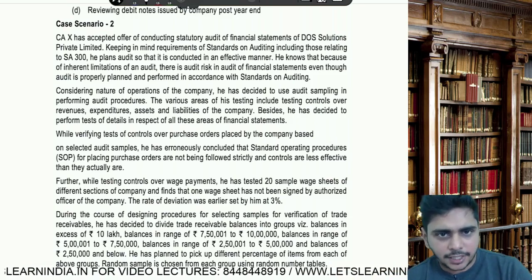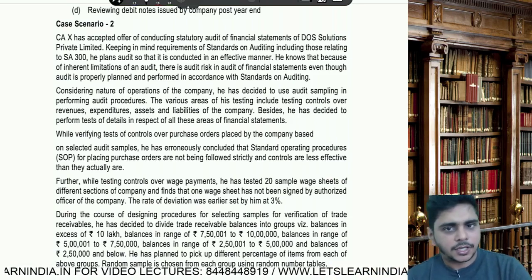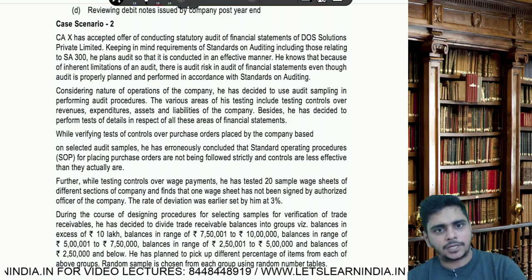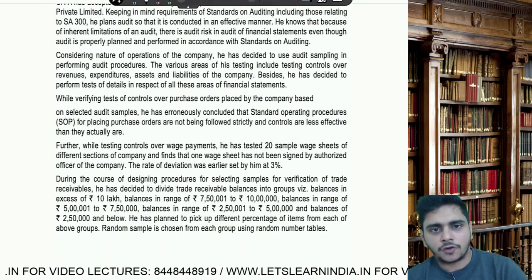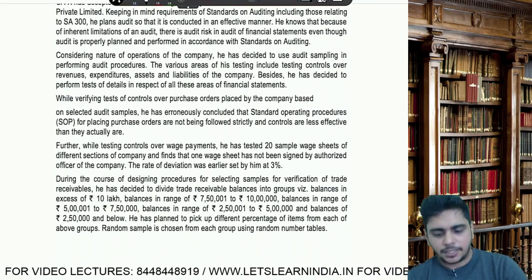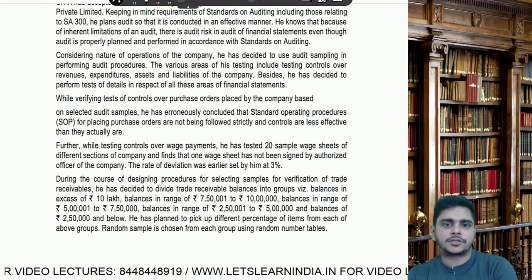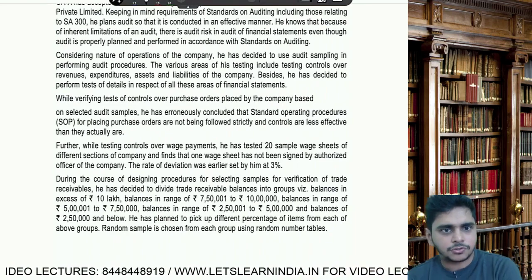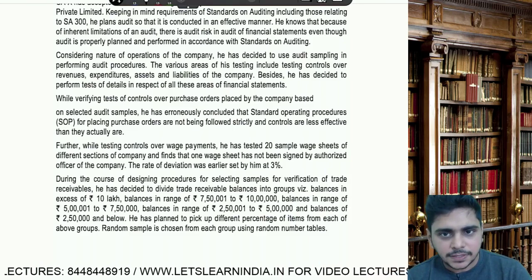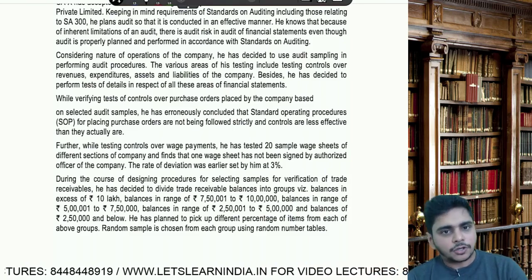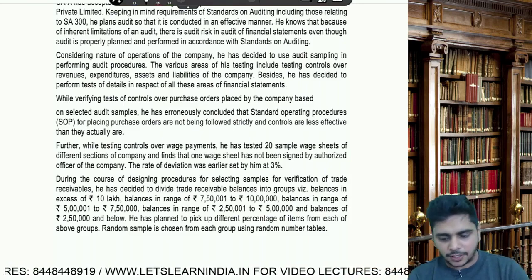He knows that because of inherent limitation of audit, there is always an audit risk in the audit of FS, even though audit is properly planned and performed as per SA. So full story is going. Considering the nature of operation of the company, he has decided to use sampling in performing audit procedures. The various areas of his testing include testing controls over revenues, expenditure, assets and liabilities of the company. Now, besides, he has decided to perform test of details in respect of all those areas of the FS.